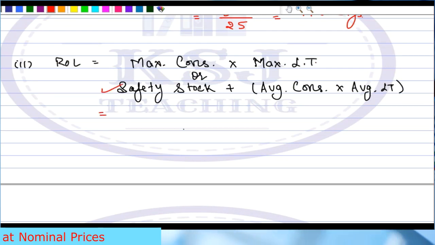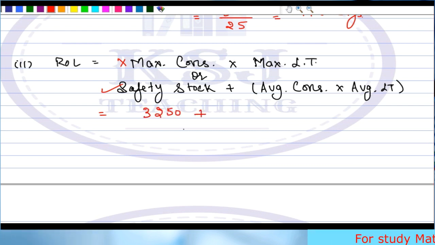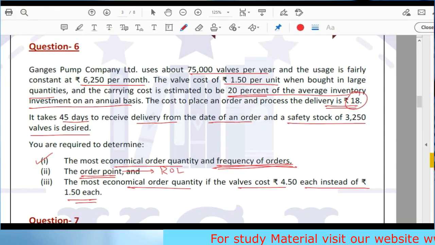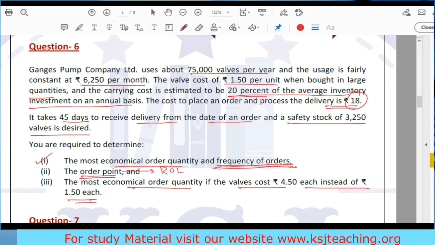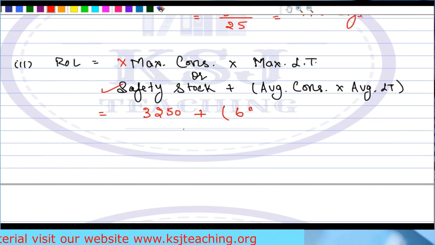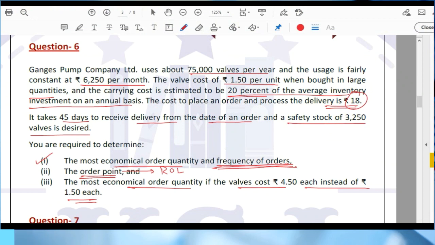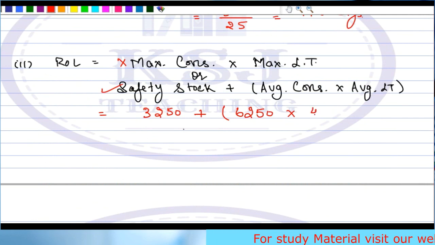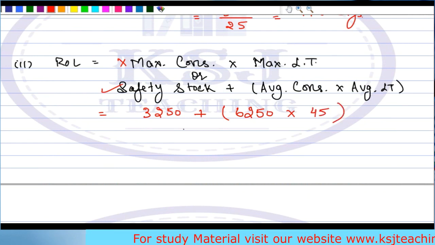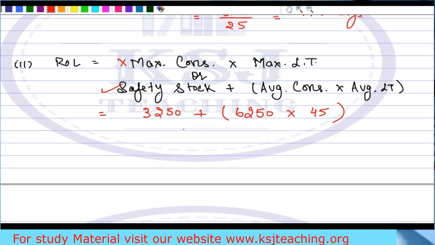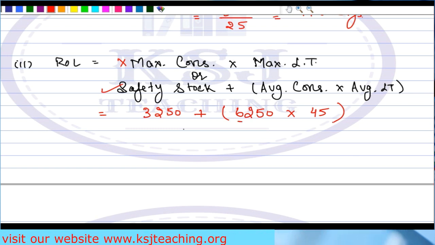So you have to apply this formula, not the other. Safety stock of 3250 plus the average consumption per month, that is 6250 units, multiplied by the average lead time, that is 45 days. Now be careful here not to multiply by 45. If you multiply by 45, your answer is absolutely wrong. Why? You are taking consumption in months and lead time in days. How can you multiply months with days?